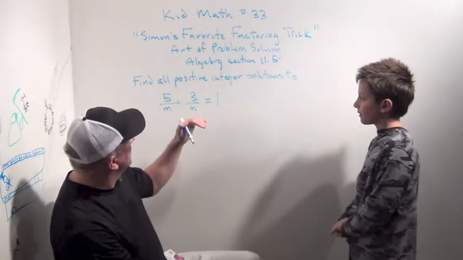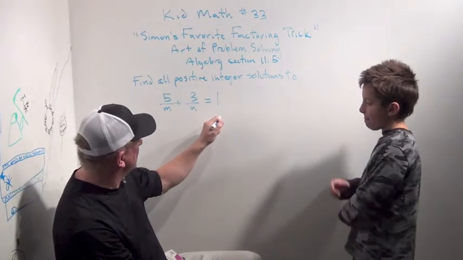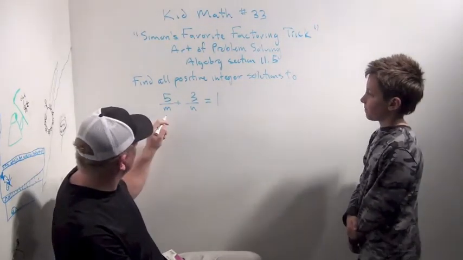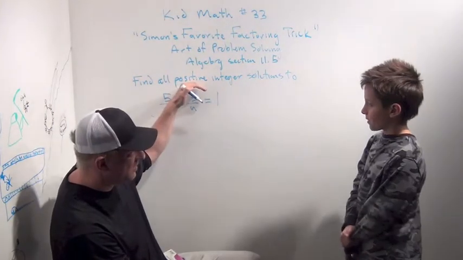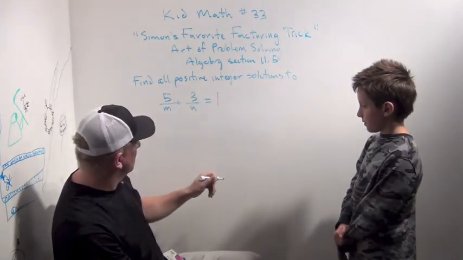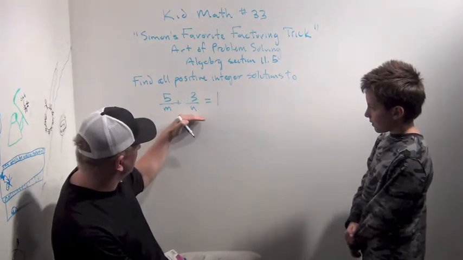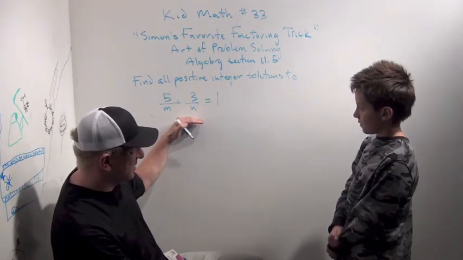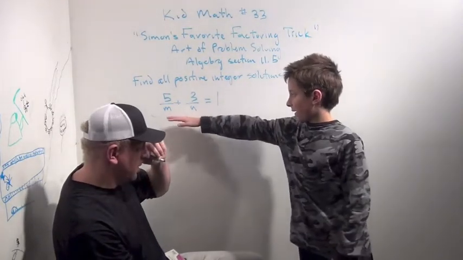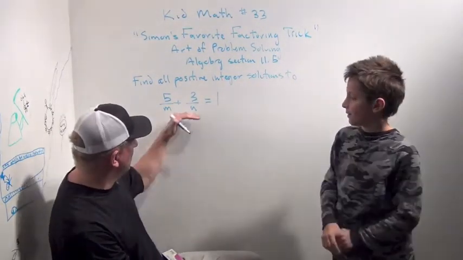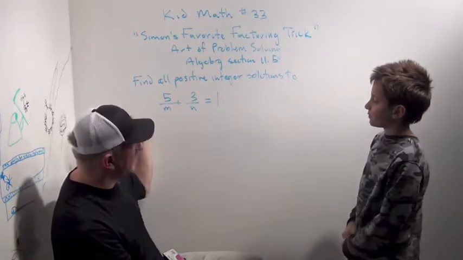Okay, you ready? Yeah. So we learned about how to solve special kinds of equations, and this is an example in the book. 5 over m plus 3 over n equals 1, and we want to find the positive integer solutions to this. Okay? Yes. So what's the first thing we need to do? What's difficult about this? Well, we have the things we're trying to find out on the bottom. Right, so we have things in the denominator, so we want to clear out the denominator.